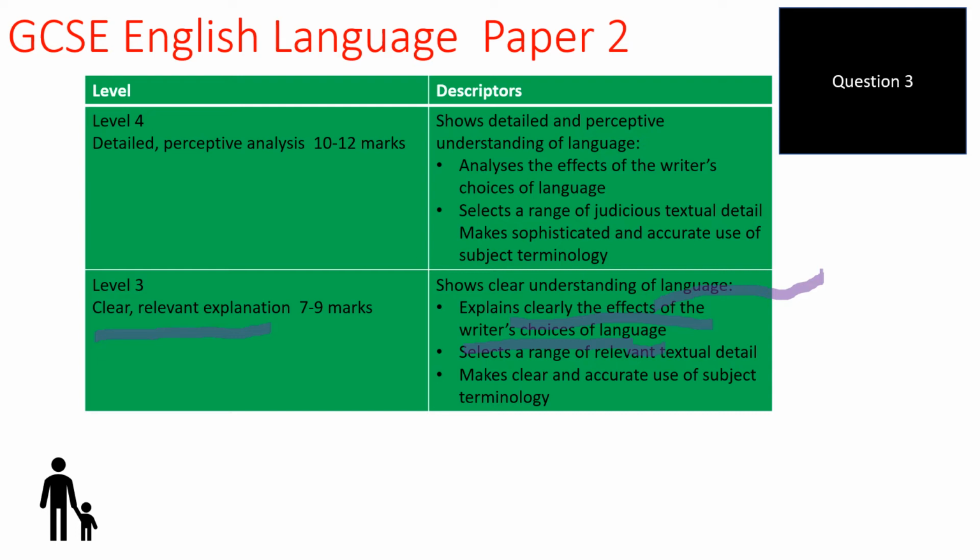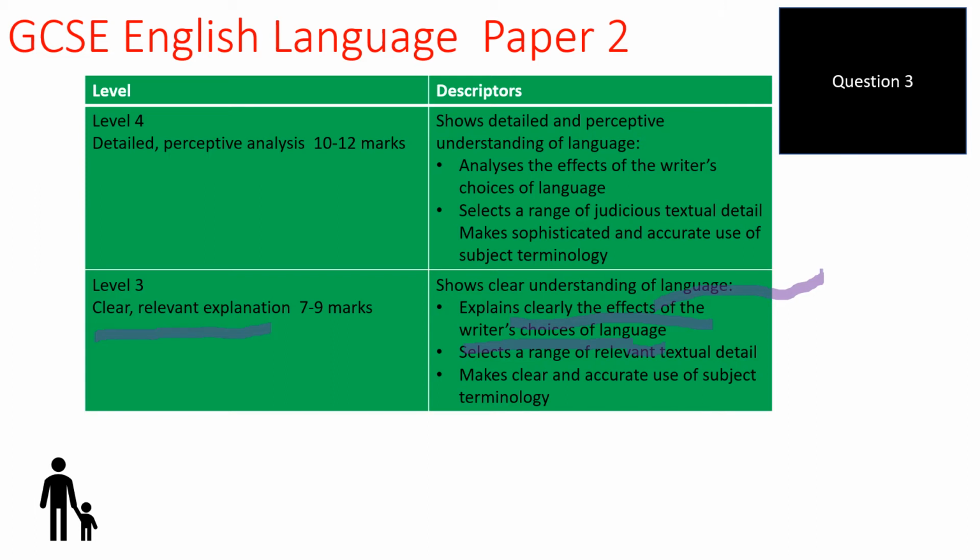What we notice is that students who don't get to level 3 tend to list techniques and waffle a bit about why the writer used those words. So you've got to be very, very clear. The writer uses this word to make us understand this. The writer does this to do this. Okay, so that's where you're going with this.